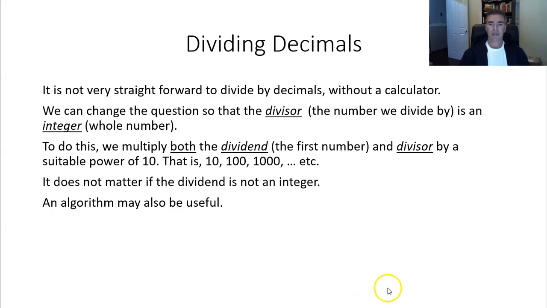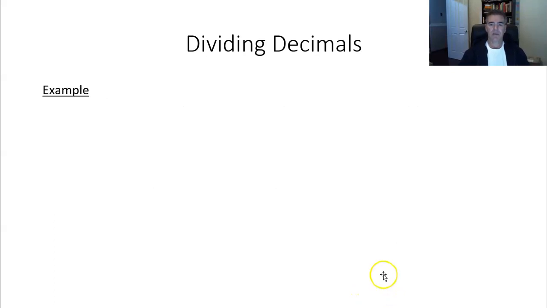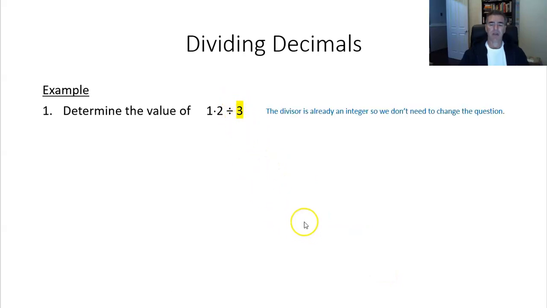So let's look at some examples. In our first example, we want to determine the value of 1.2 divided by 3. You notice that our divisor is already an integer, so we don't need to change the question at all. I don't care that the dividend's a decimal, but it's the divisor that's important. It makes things a lot easier when that is an integer. So let's set up an algorithm. We want to know how many 3's fit into 1.2. So let's start to do our division like we've learnt.